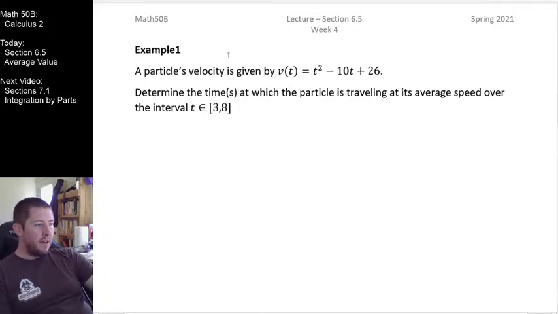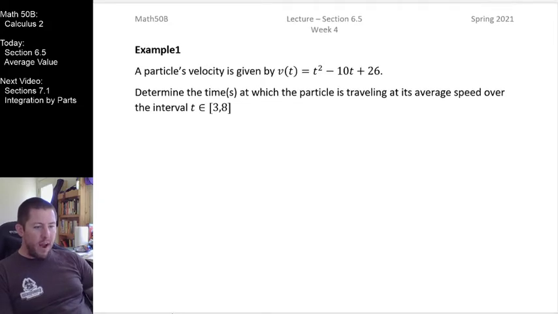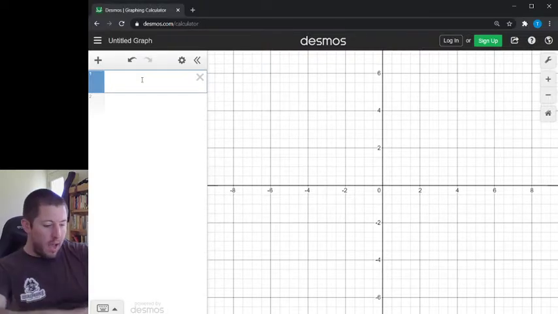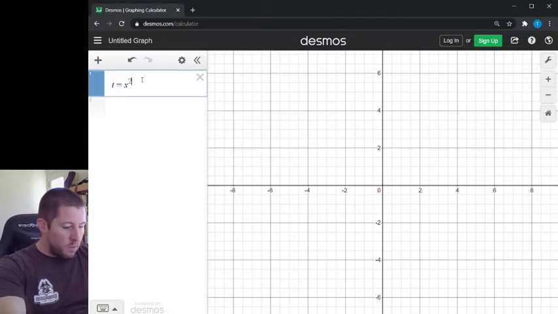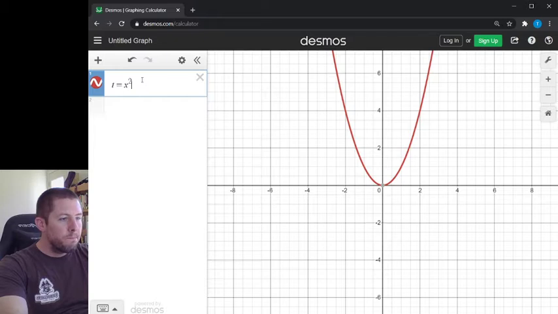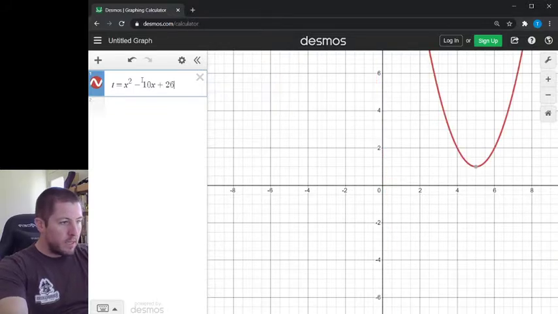So let's go ahead and, well, hold on. I do want to get a nice graph for this one real quick. Let's pop over to Desmos super quick and get a graph for this. We are looking at y equals x squared minus 10x plus 26, right?